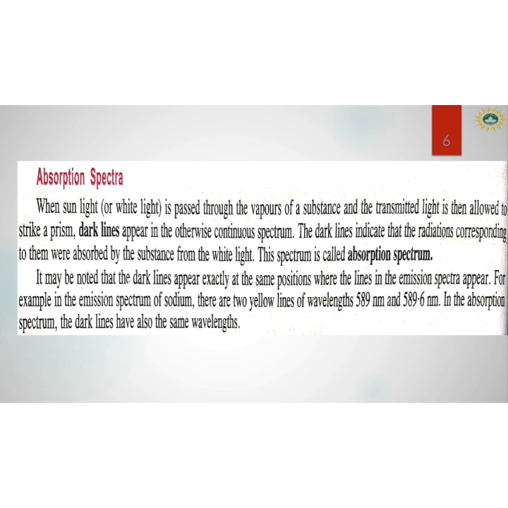তার মানে এমিশন স্পেকট্রা যখন তৈরি হয়েছিল, এনার্জি তারা অ্যাবজর্ব করে নিয়েছে সেটাই আবার এমিট করে স্পেকট্রাতে দেখতে পাচ্ছি। তো অ্যাবজর্পশন স্পেকট্রার ক্ষেত্রে এমিশন স্পেকট্রার জায়গাগুলোতে ডার্ক স্পেস থাকবে, একটা ডার্ক লাইন থাকবে, কারণ সেখানে কোনো রেডিয়েশন পাচ্ছি না। So when sunlight is passed through a vapor of a substance and the transmitted light is allowed to strike a prism, dark lines appear in the otherwise continuous spectra.